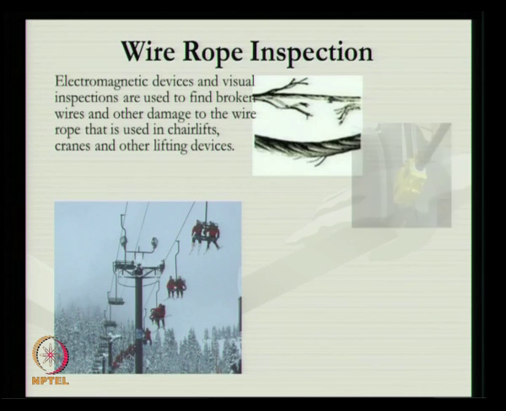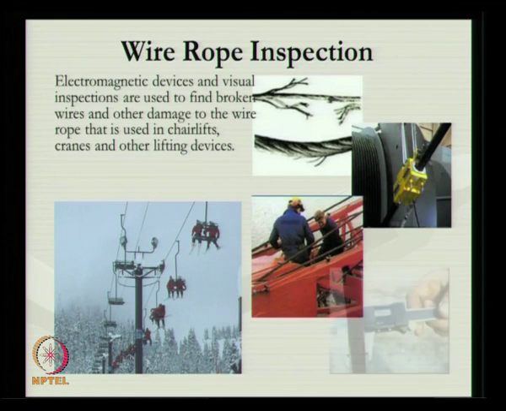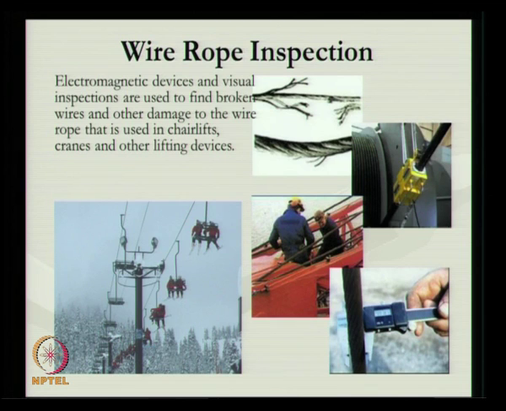Interestingly, ladies and gentlemen, people have also used electromagnetic devices and visual inspections for identifying defects in wire rope, called wire rope inspection. Electromagnetic devices and visual inspections are used to find broken wires or other damages caused to the wire, as you see in the picture here. Whenever there is damage caused to the wire, this can also be detected by an electromagnetic device.